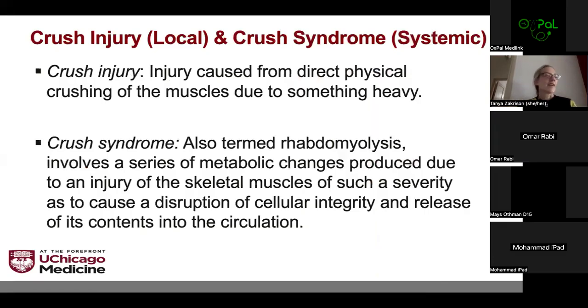So the other thing is crush injury. And that's different from crush syndrome. Oh, wait a second. I might have a question. Do we suture the wound? That's an excellent question, Mohammed. Mohammed and colleagues, what do you all think? Should we suture the wound closed after doing the finger test?